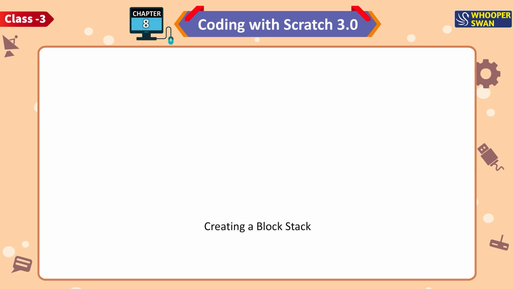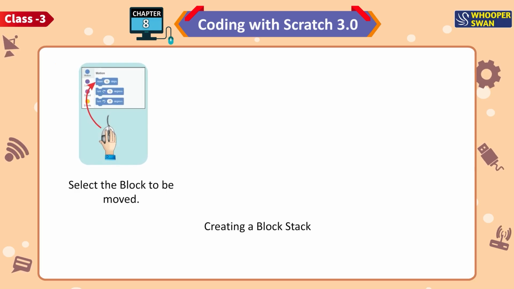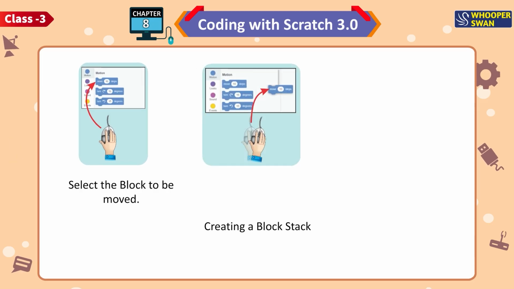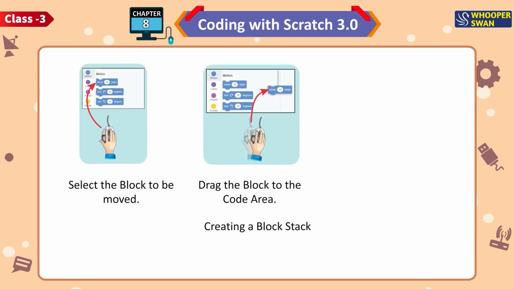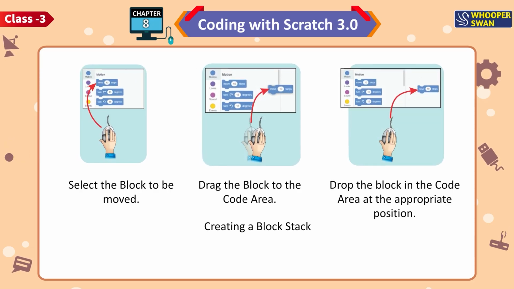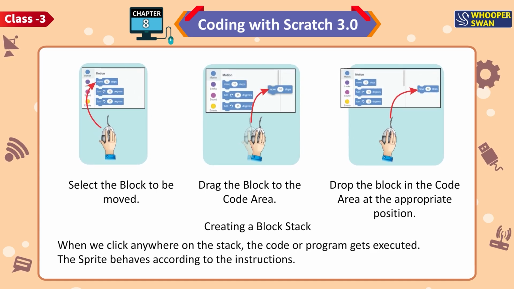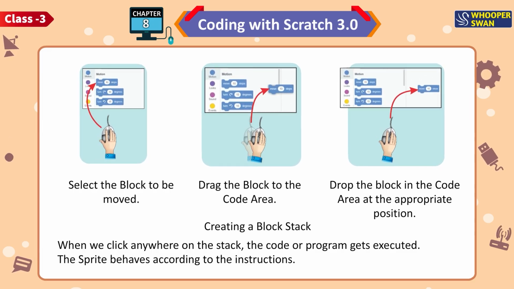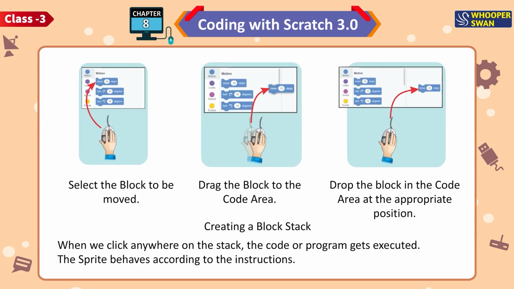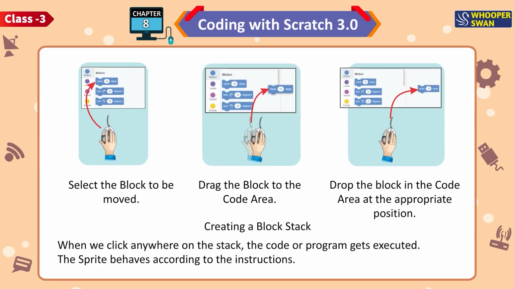Creating a block stack. Select the block to be moved. Drag the block to the code area. Drop the block in the code area at the appropriate position. When we click anywhere on the stack, the code or program gets executed. The sprite behaves according to the instructions.